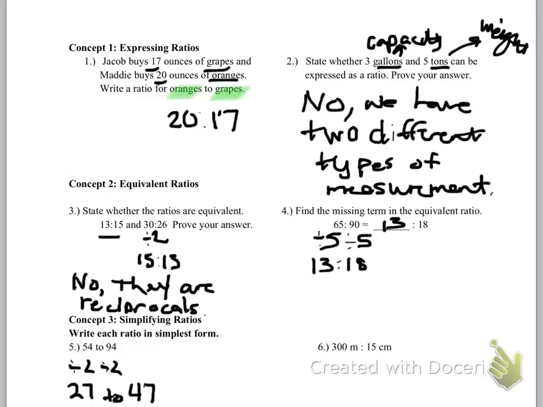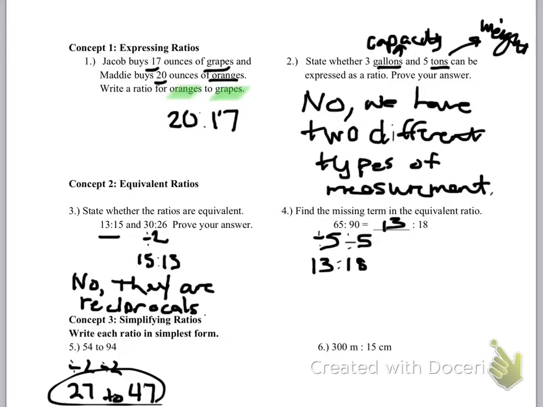I know that 27 are divided by 9 and 3, and neither of those can go into 47. So I know that that one's in simplest form. Sorry, I didn't explain that before.